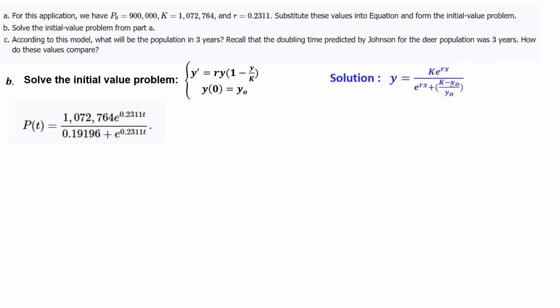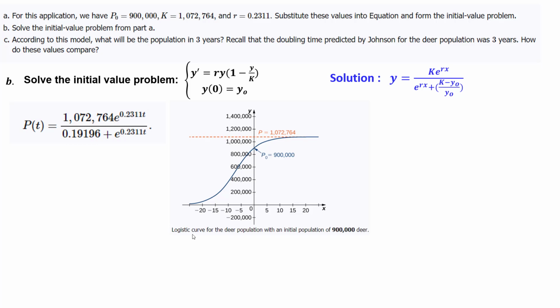And then this is K minus y naught divided by y naught. If you graph the solution, this is the logistic curve. If it starts right at 900,000, this is what it looks like. Logistic curves look like an S curve. So it's growth that gets tempered. And then the asymptotic behavior: as x approaches infinity, P approaches the carrying capacity.